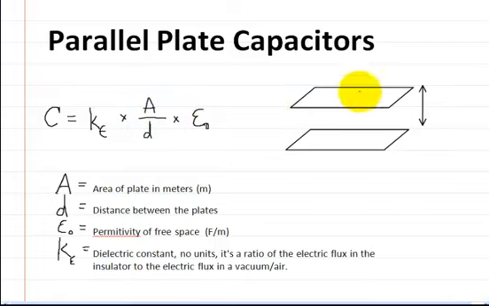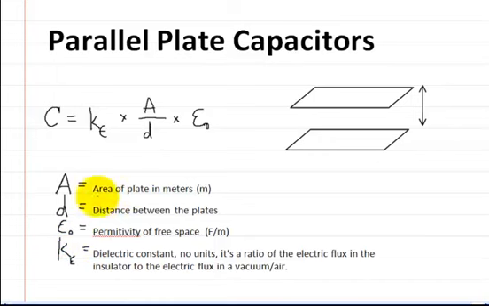So here are the two plates of a capacitor. Here would be the area. D is the distance between these two plates. And then you have down here the dielectric constant. It's got no units. It's a ratio of the electric flux in the insulator to the electric flux in a vacuum.